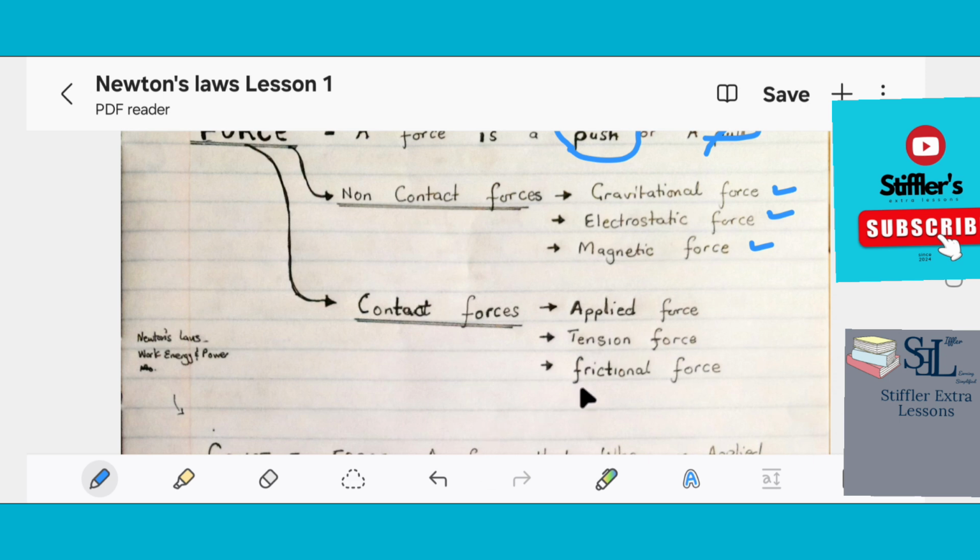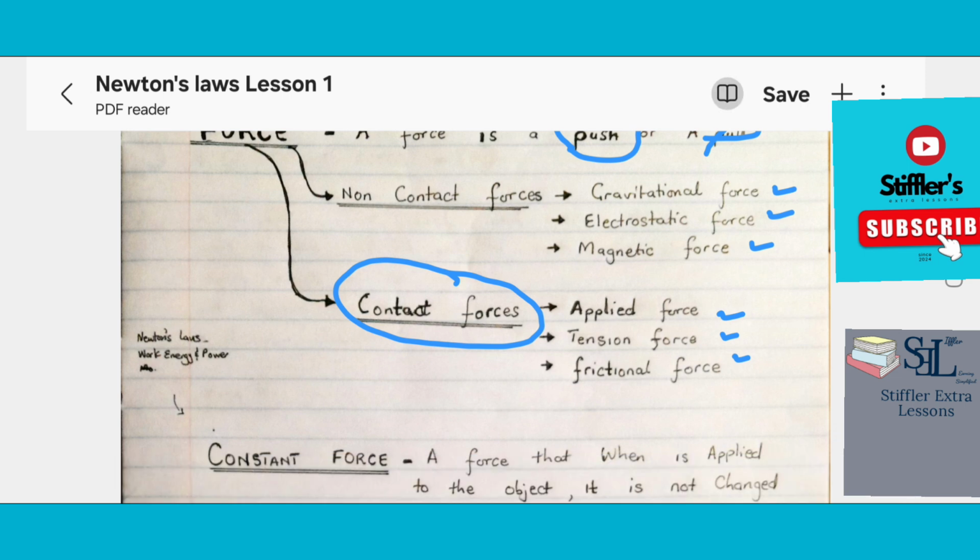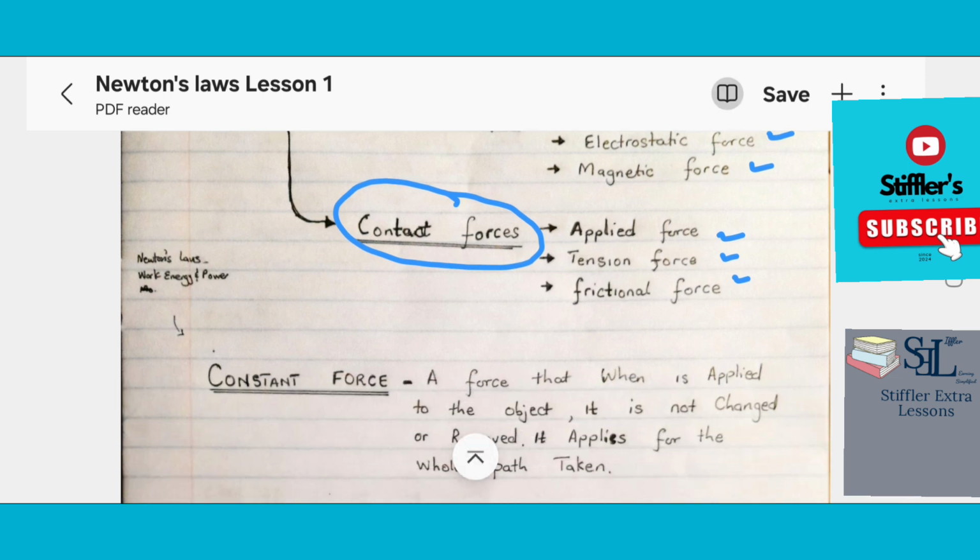And you also have what you call contact forces. Contact forces are self-explanatory. These are the forces which involve an object being in contact with the applier of the force. This includes applied force, tension, and frictional force. So don't worry about them now. I'll explain each and every force in detail.